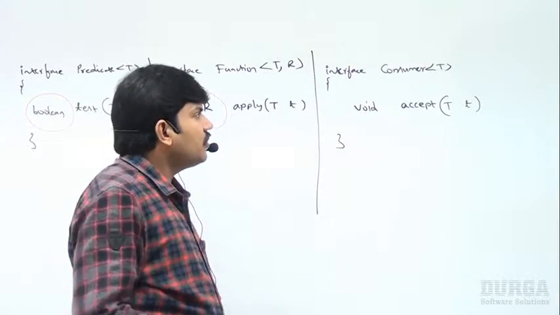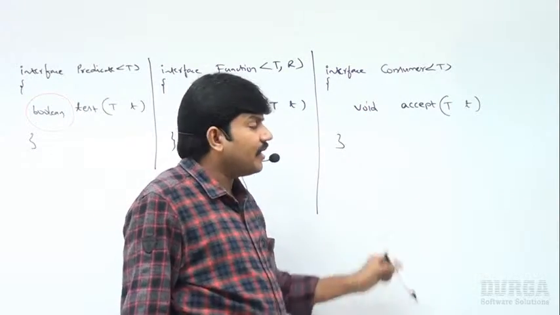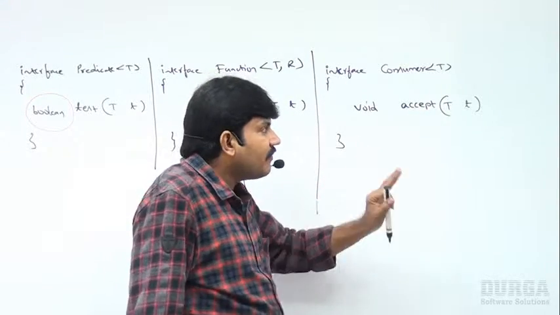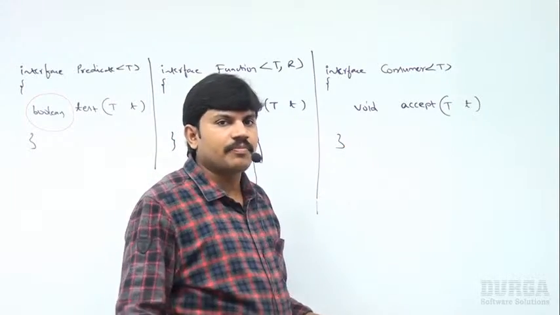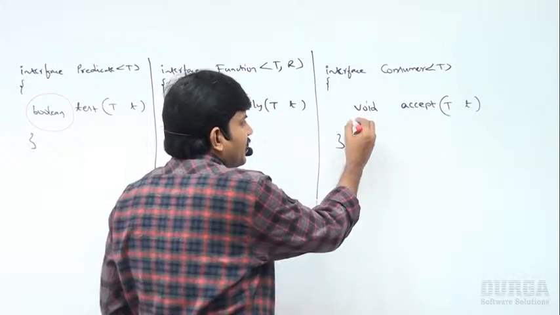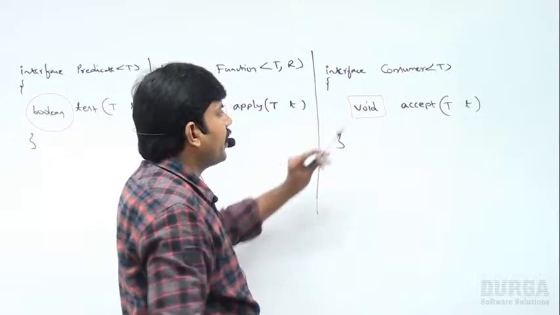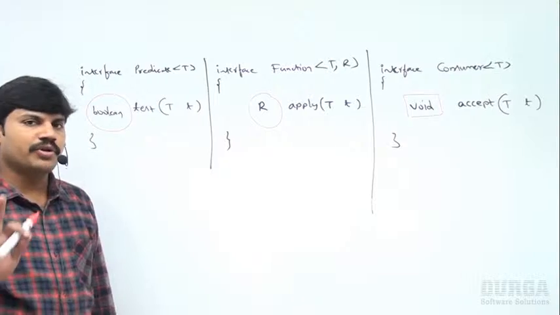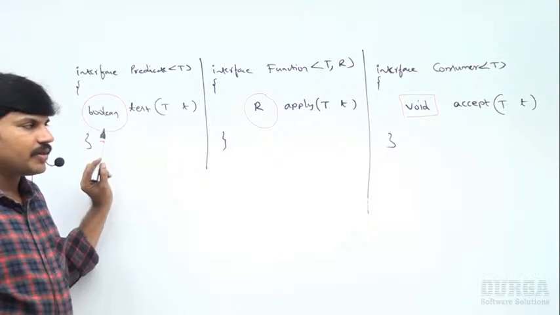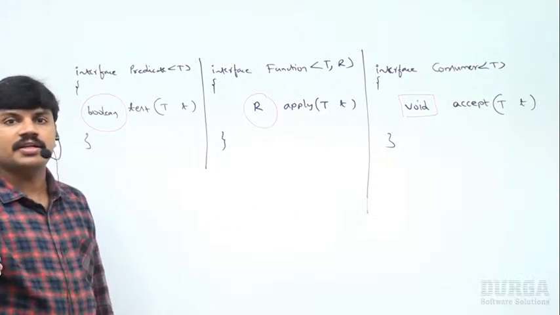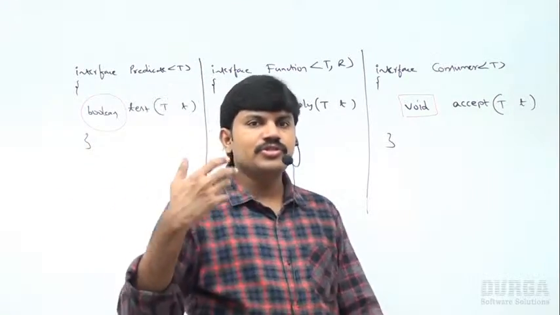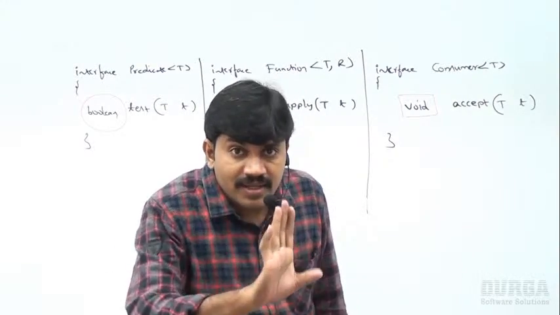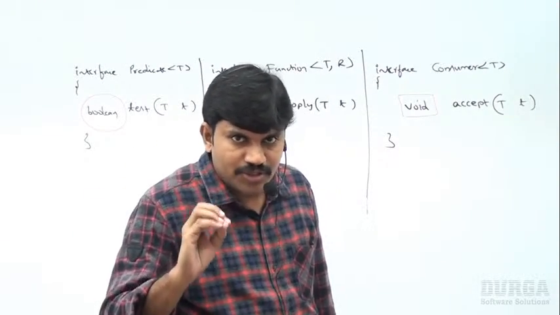Remember this. Consumer contains the accept method. It is never going to return anything. It performs the required operation with this input type. What is the difference between consumer, function, and predicate? Predicate and function both compulsorily should return some value. In the case of predicate, a Boolean value; in the case of function, it can be any type. But consumer just consumes a value and performs the required operation. Consumer is not required to return anything.